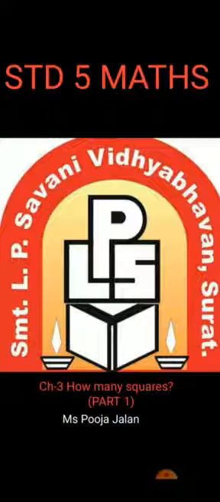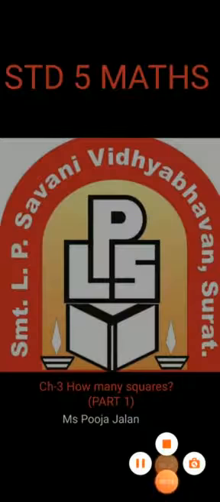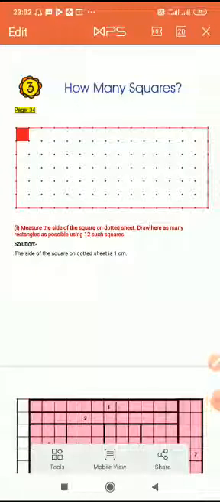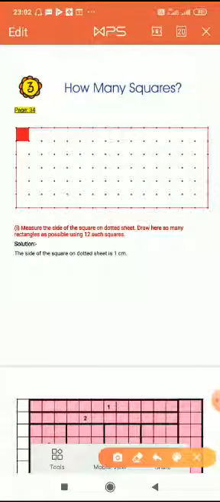So, let's learn today chapter 3, How many squares. I have divided this chapter in two parts. This is part 1. Today I am going to explain you chapter 3, How many squares.